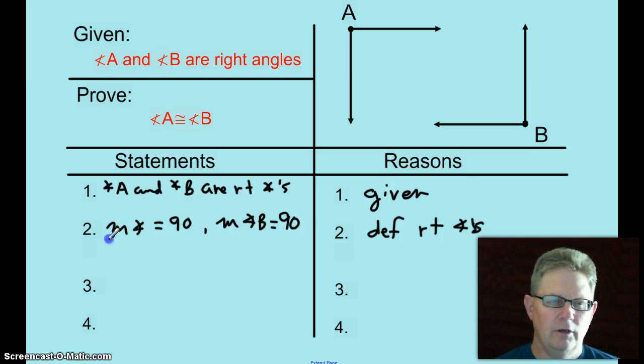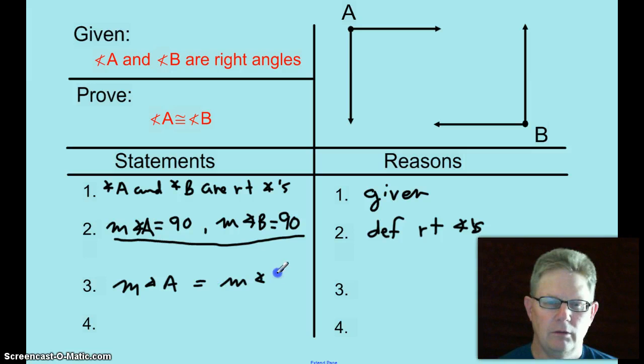Look at this statement right here. Can you make a new statement from that? I think you can. You got two things that equal 90. Since they both equal 90, they have to equal each other. Wow, I forgot to write angle A there, didn't I? The measure of angle A is 90. Sorry about that. Measure of angle A equals the measure of angle B. What allows me to put in equals for equals? Substitution.